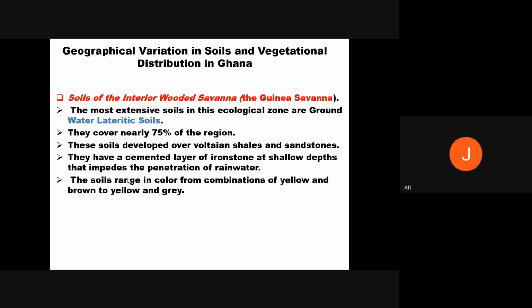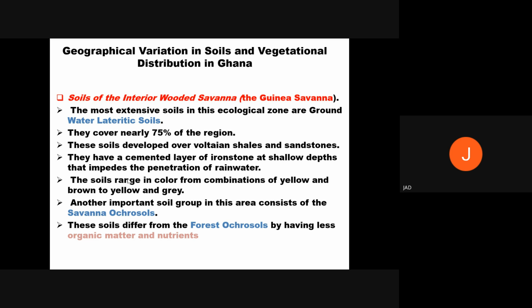The soils range in color from a combination of yellow, brown to yellow gray. This portion of the course is more practical, and you have to visit the field so that you can actually appreciate what we are talking about. It's something that cannot be done online like this. Another important soil group in this area consists of savanna ochrosols.